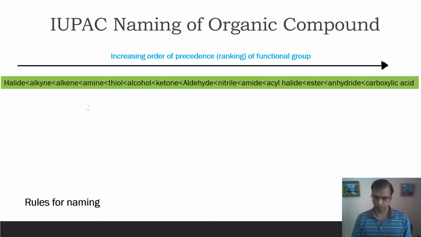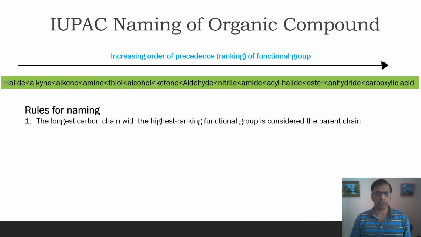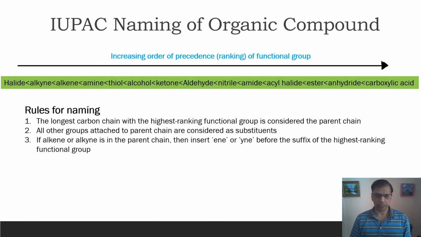So here are the rules for naming organic compounds. First, you have to select the longest carbon chain with the highest ranking functional group, and that is considered to be the parent chain. The next rule is all other groups that are attached to the parent chain are considered to be substituents and are named accordingly. If an alkene or an alkyne is in the parent chain, then we use the ene or the yne before the suffix of the highest ranking functional group. So you have to keep that in mind.